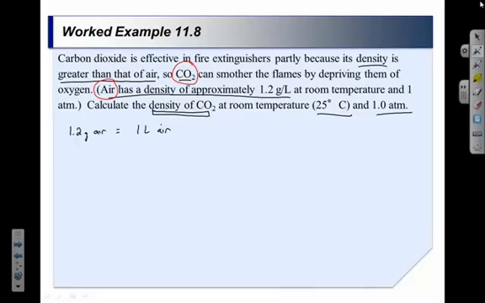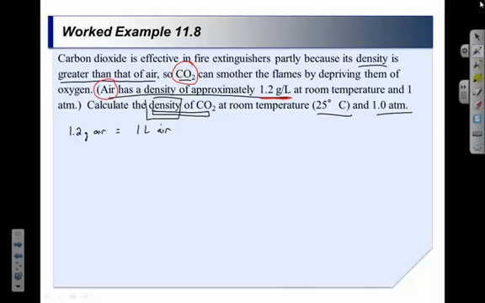So how do I set this up? What do I need to do? I want to calculate the density. It's telling me I want density, so what units do I want? Grams per milliliter or grams per liter. It's giving me the density of air in grams per liter. So if I want to compare the two, I probably want them to have the same units.